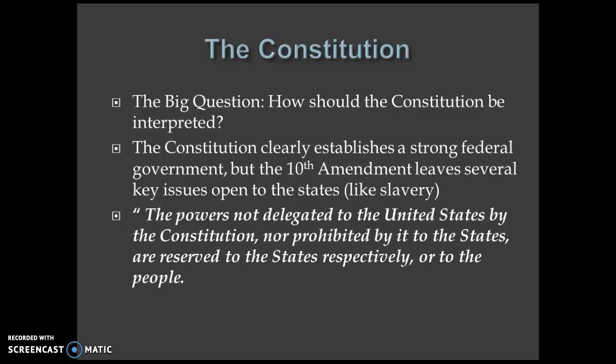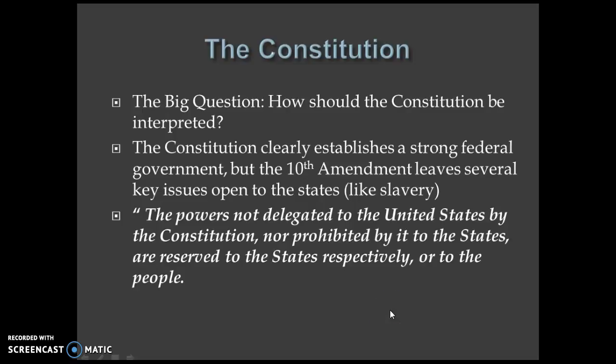So, long story short, this is saying that if you're reading the Constitution, if it doesn't directly say that the federal government has a power or if it doesn't directly say that a state government doesn't have this power, then that means the states do have that power over that issue. Slavery was one of those things. So it's a different way to interpret it.